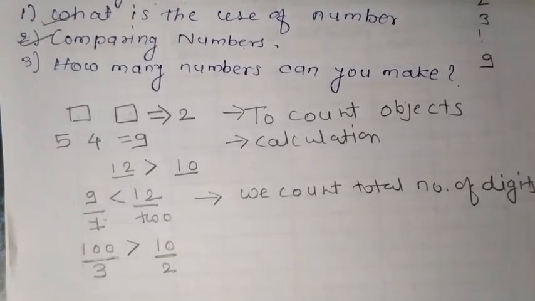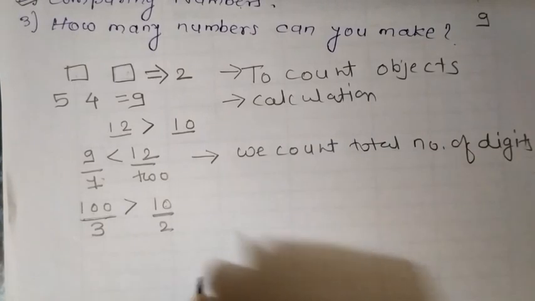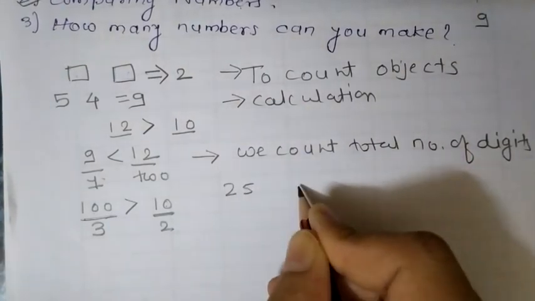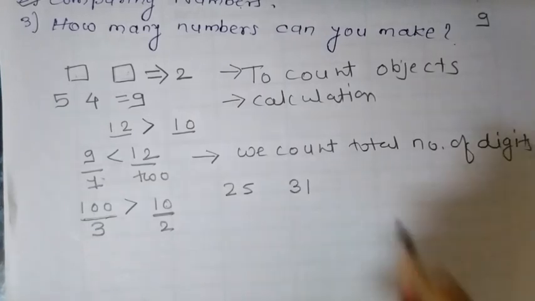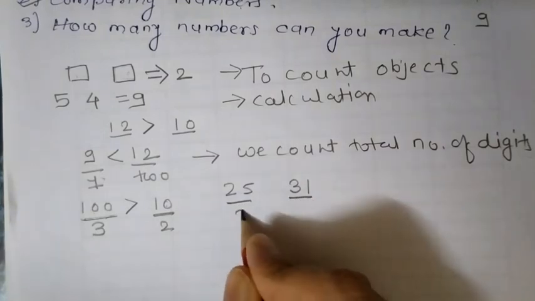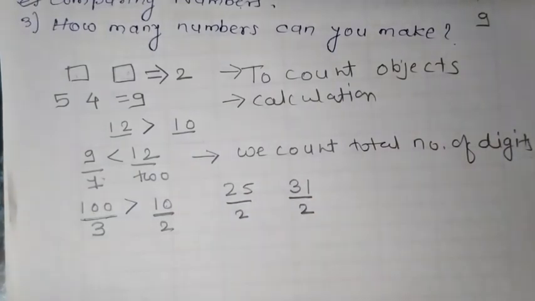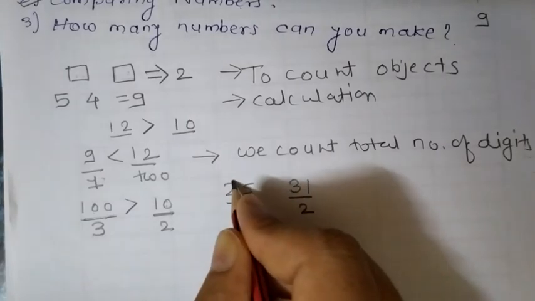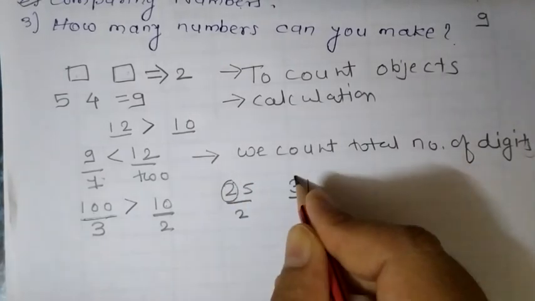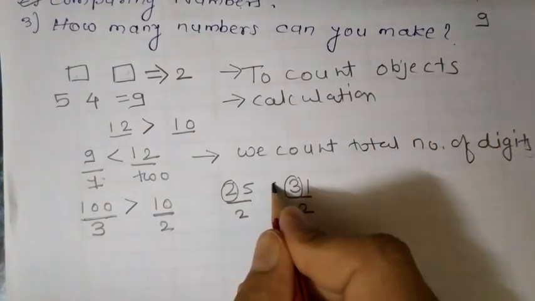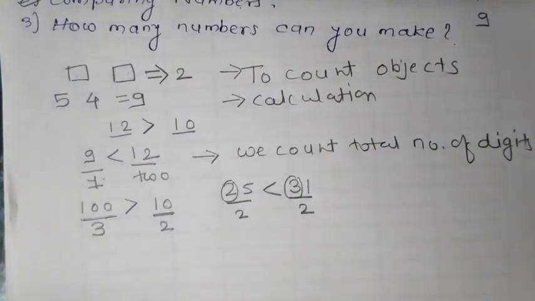But suppose in one more example you have two numbers like 25 and 31. Now here you will get confused because in both numbers 2 digits are there. Now how can you identify which number is greater? From the left hand side you check the number. Here 2 is there, here 3 is there. Which one is greater? 3 is greater. That's the reason 31 is greater than 25.